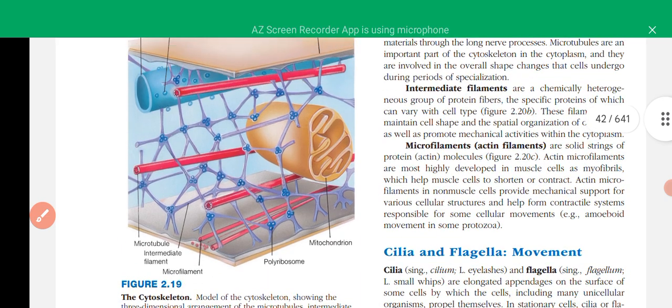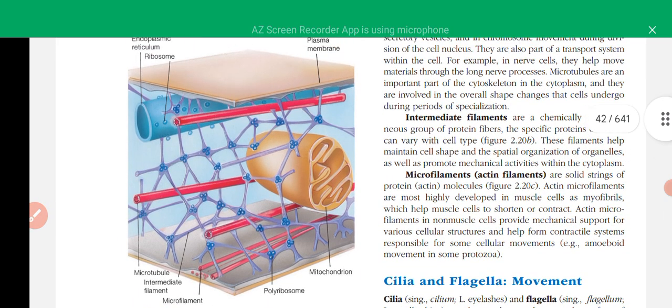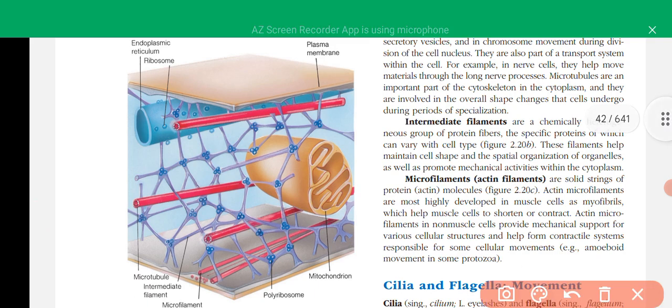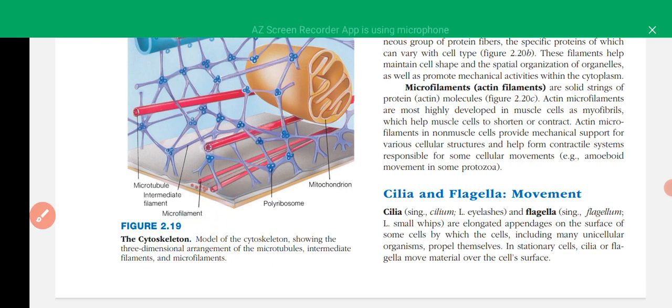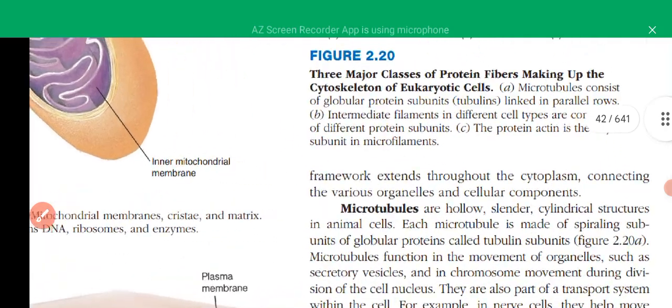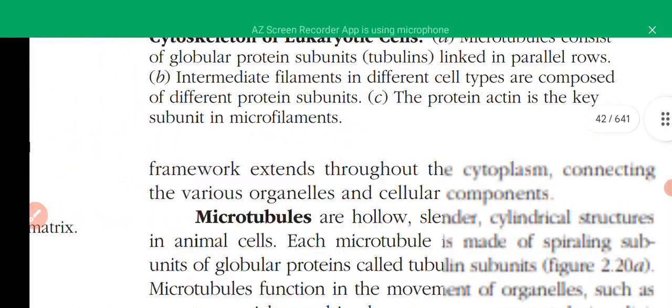Here is our cytoskeleton, giving proper framework to the cell and giving it its proper size, and it contains microtubules. These are the radial microtubules. Then there are intermediate filaments, and these are the intermediate filaments attached to the inner side and outer side of the plasma membrane. Then there are the microfilaments, and they are more cylindrical in shape, meaning their diameter is very small.